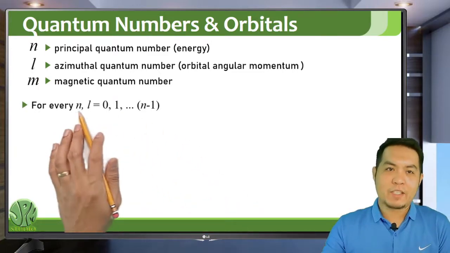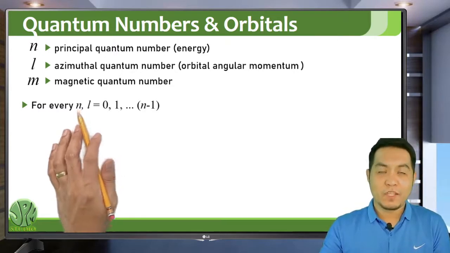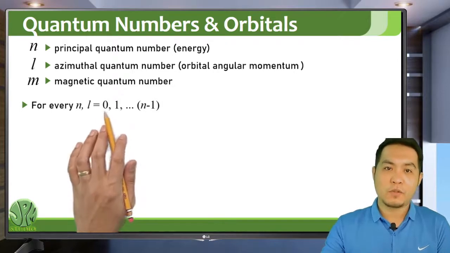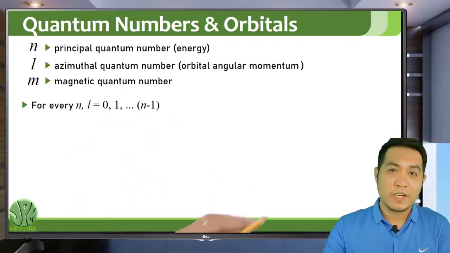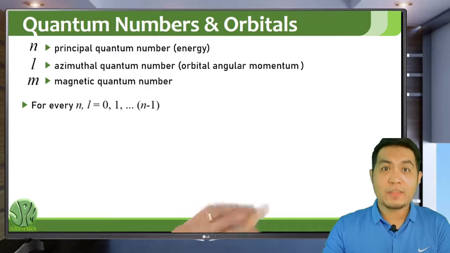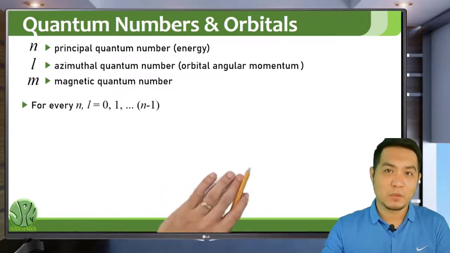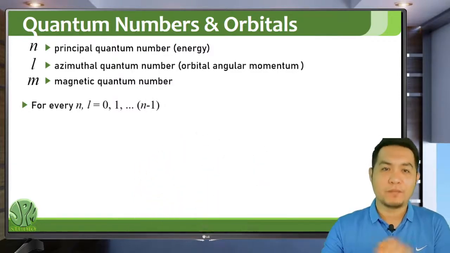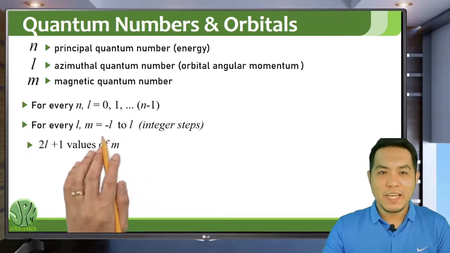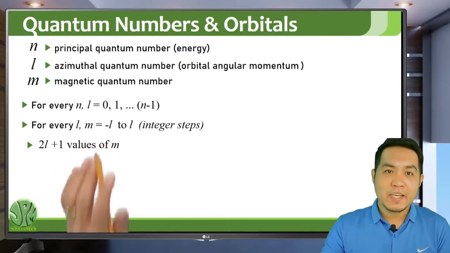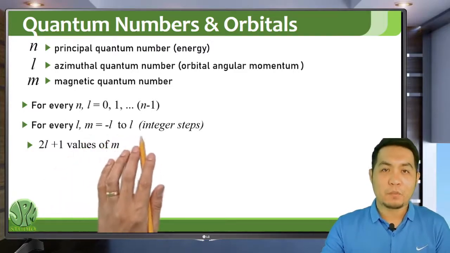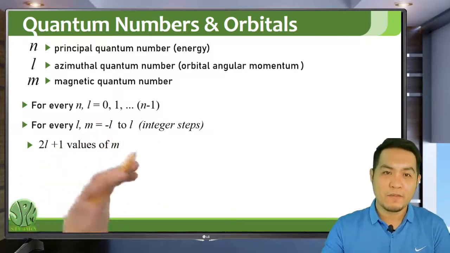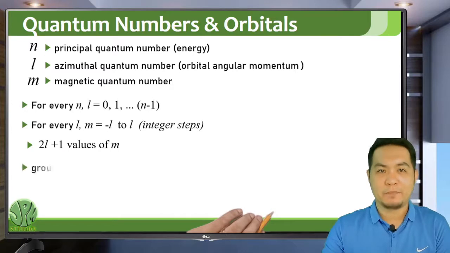So in this case, for every value of n, there are also n values of L, and the values of L start from 0 to n minus 1. So for instance, if n is equal to 2, then there are two values of L, 0 and 1. And for every L, m, the magnetic quantum number, ranges from negative L to positive L in integer steps. This means that there are 2L plus 1 values of m.